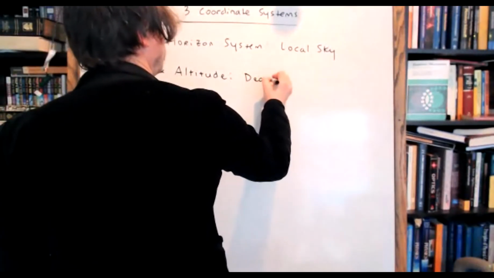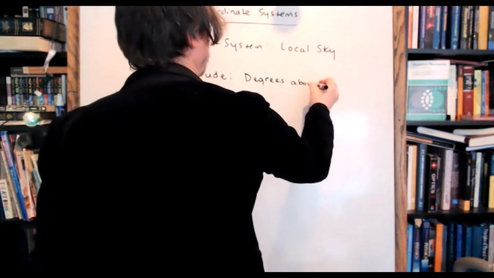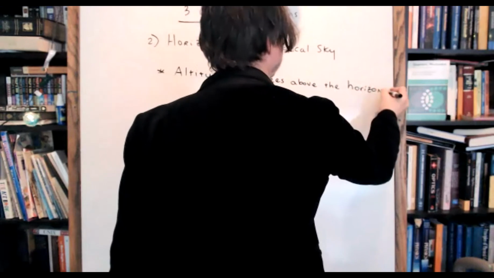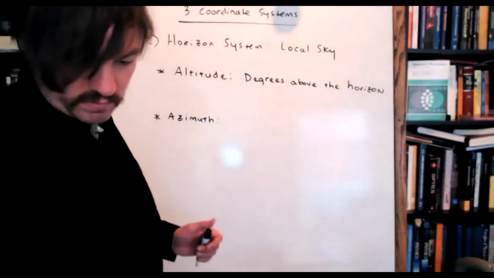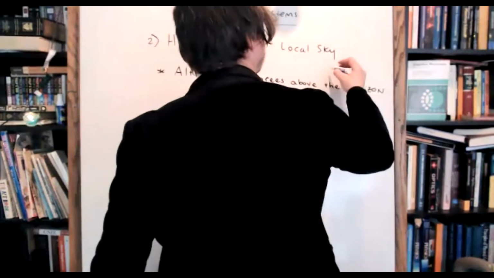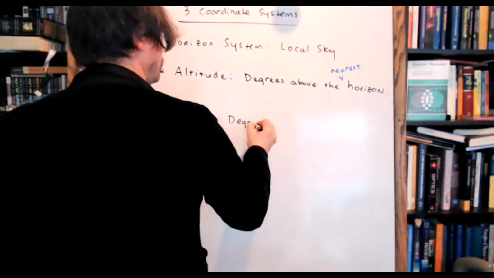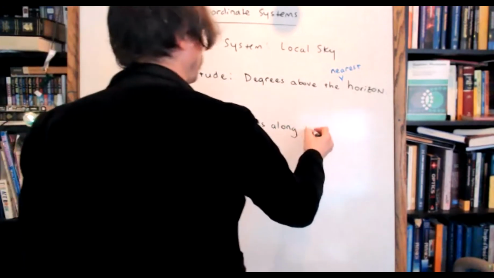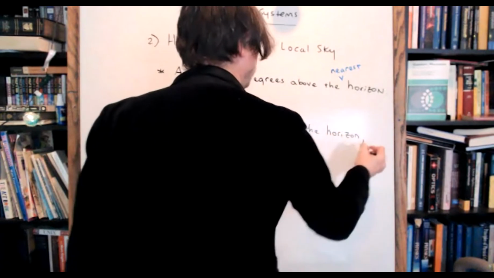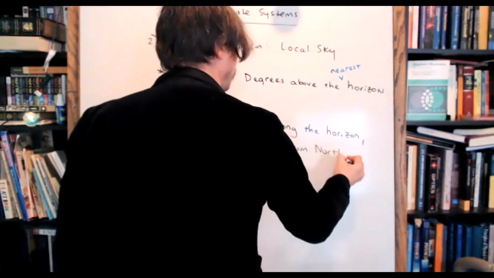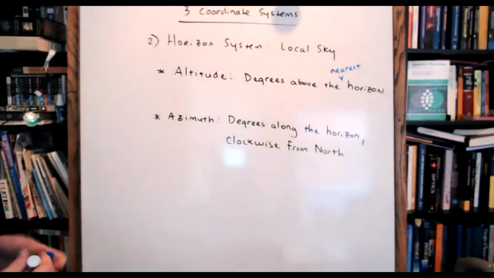Altitude is defined as the degrees of a star above the horizon. And technically speaking, it's the degrees above the nearest horizon. Okay? Azimuth is defined as the degrees measured along the horizon, measured clockwise from north. Let me show you a picture to help us understand.